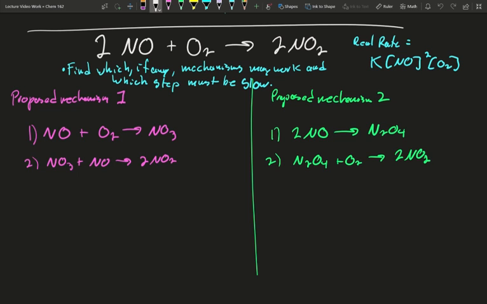All right, well, if you're back, let's start with our first proposed mechanism. What if the first step was slow? Well, then we'd only have to involve that step. Our rate would equal a constant times the concentration of NO to the first and O2 to the first. That is not going to match our real observed rate. So that cannot be the case. So 1 cannot be slow.